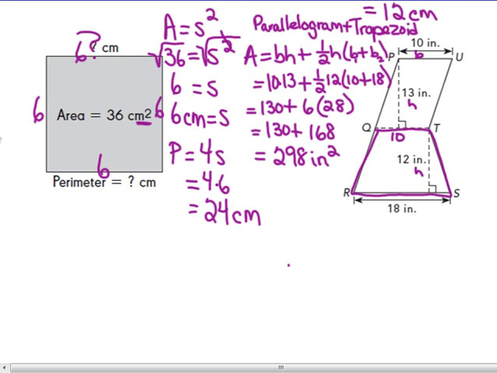That was a hard problem. So be ready for area. We're going to talk about circles and circumference tomorrow.